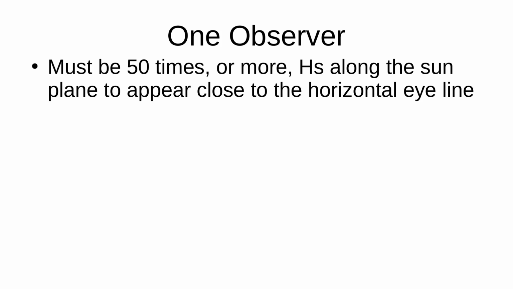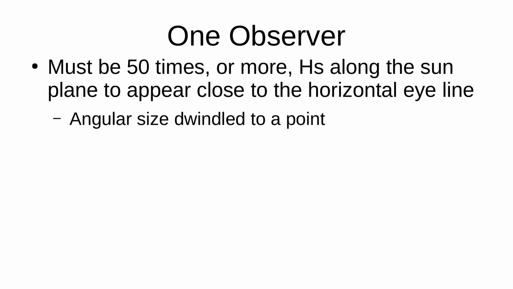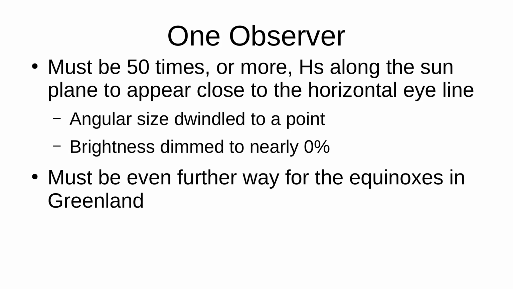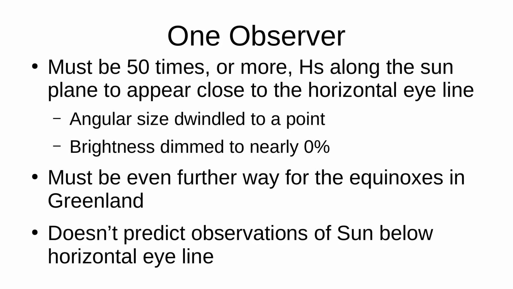For a single observer, we saw that the model predicted properties of the Sun that are just not observed in reality. In order for the sun plane hypothesis to be correct, the sun would have to dwindle to a point in order to get close to the horizontal eye line, and it would have dimmed to a fraction of a percent of its maximum brightness at the same time. Not presented here, but in the previous video, we saw that the sun would have to be 2 to 3 times further away again in order to appear due east in Greenland at the equinoxes. Also, this model does not predict the sun ever appearing below the horizontal eye line, which it does consistently in many places on the planet every day.